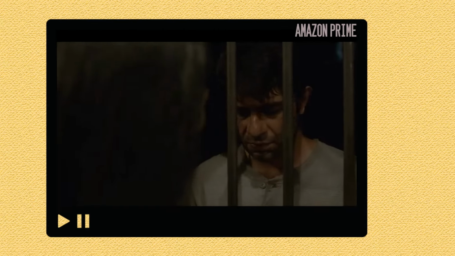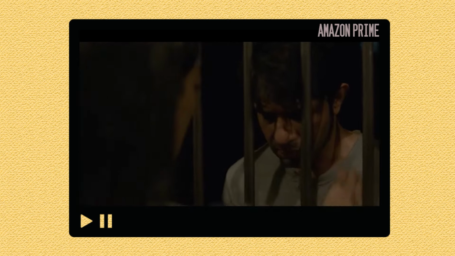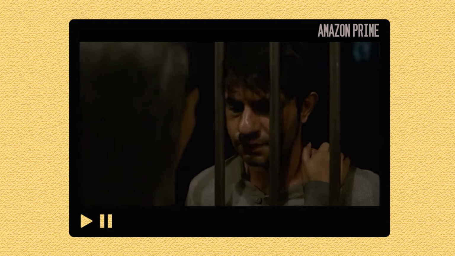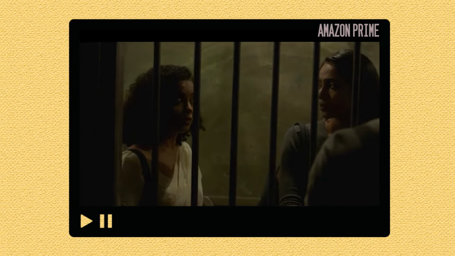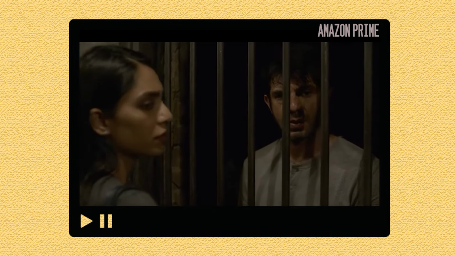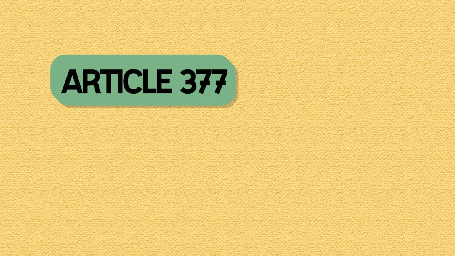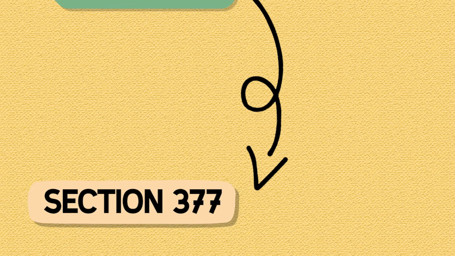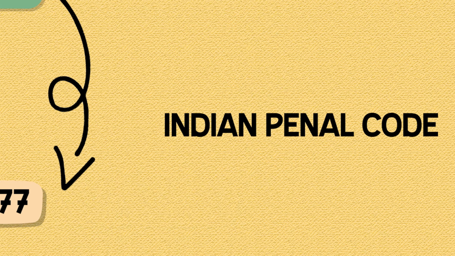Now let's see another clip from OTT show called Made in Heaven. Yeah. Please do something. You're lucky they haven't filed an FIR as yet. It's very tough to get bail on Article 377. You see here again, they're saying Article 377 when they're actually referring to Section 377 of the Indian Penal Code.